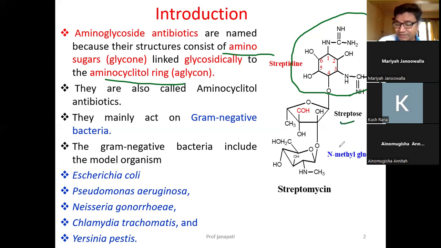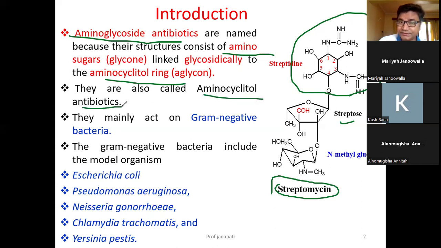Streptose and N-methyl glucosamine combined together give streptomycin, which is a very good drug for the treatment of TB. The person who discovered streptomycin was awarded the Nobel Prize because till that time there was no drug to conquer TB. Once streptomycin was identified, TB was able to be treated. That's why they have given the name aminoglycosides. As they contain the non-sugar portion aminocyclitols, we can also call them aminocyclitol antibiotics.